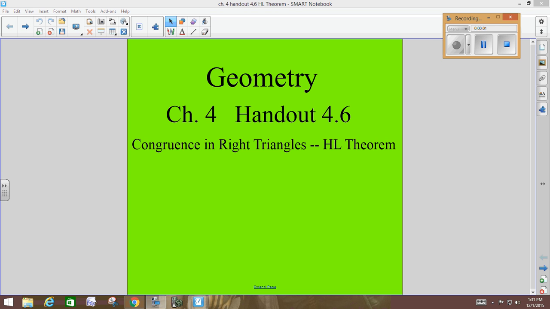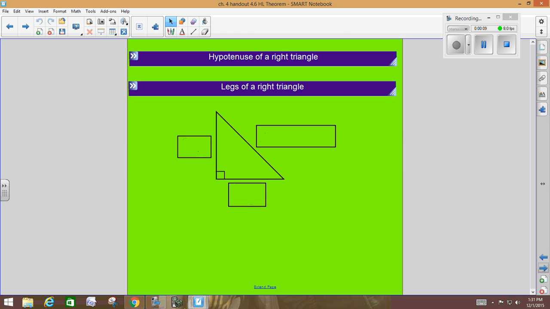So we are going to do congruency in right triangles today, and we're going to use the HL theorem. Before we get into the HL theorem, we need to know the parts of a right triangle. Across, opposite of the right angle is called the hypotenuse. It's the longest side of a right triangle.